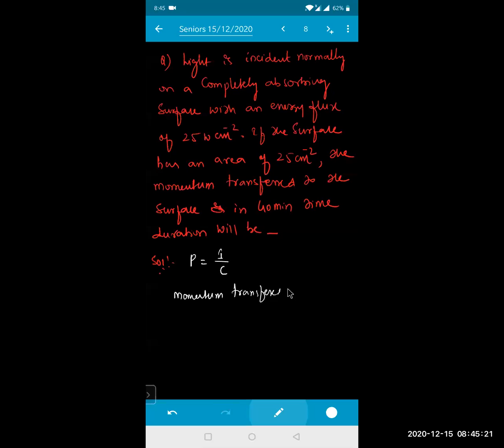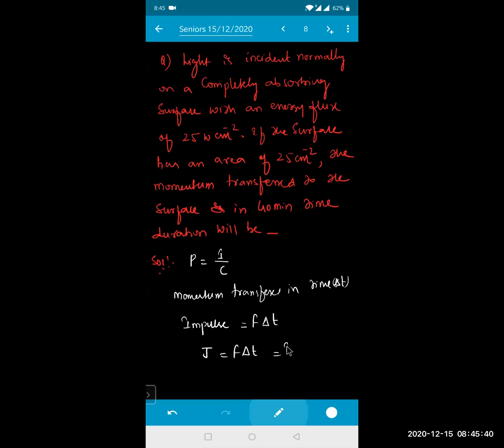Momentum transferred in a small time delta t is nothing but what? Impulse, right. Impulse is nothing but force acting for a very small interval of time, F into delta t. So impulse J is equal to F into delta t.